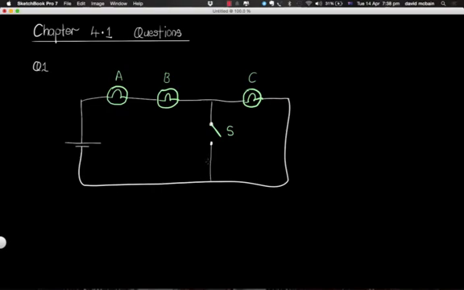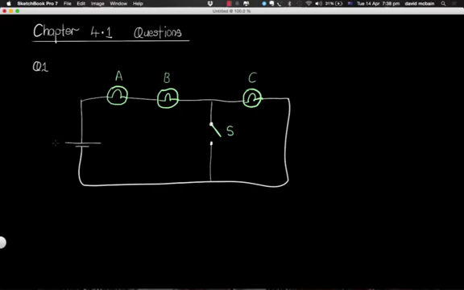So if we look at the question, it's asking us, when the switch is closed, what will happen to each of the following? Intensity of lamp A, intensity of lamp C, current in the circuit, and so on. So what it's asking us to do is to work out what will happen with each of these. Now notice there's no numbers, there's no calculations involved here other than possibly a little bit of basic algebra.